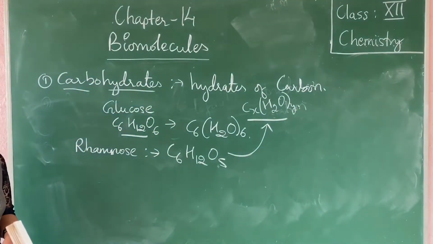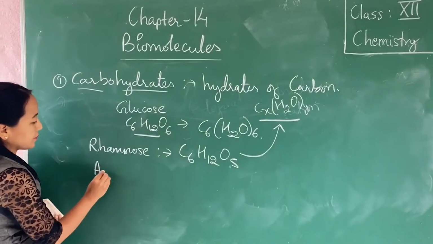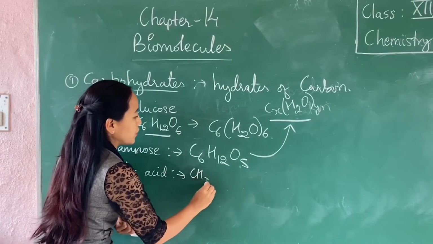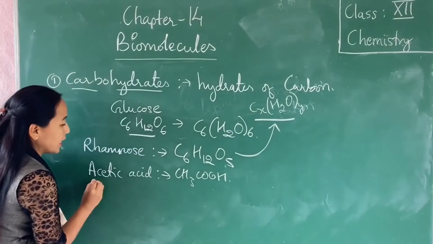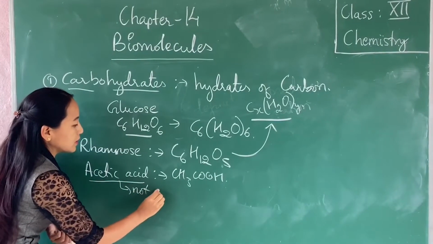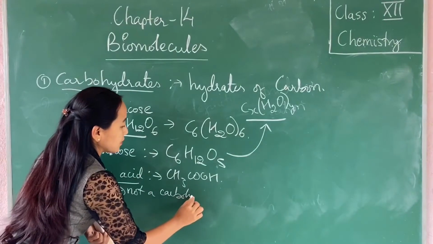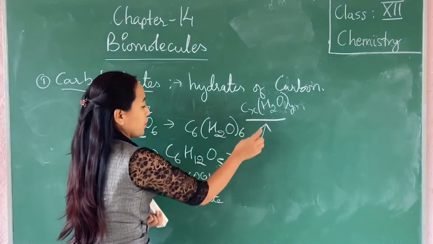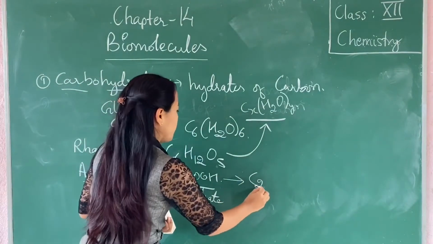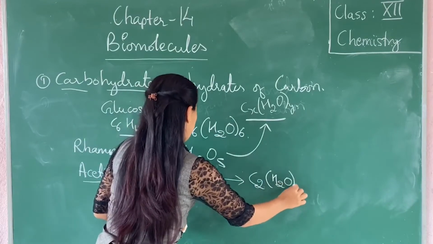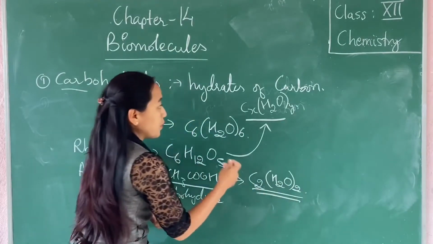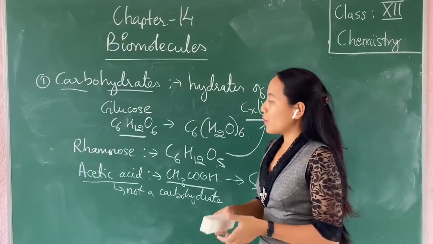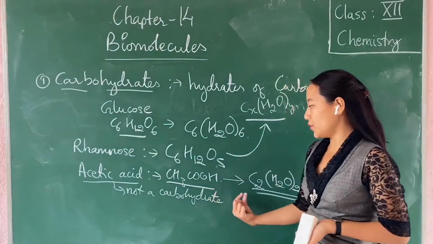And non-carbohydrate compounds like acetic acid, which has the molecular formula of CH3COOH. Acetic acid is not a carbohydrate, but it fits exactly into this formula. So this can be written as C2(H2O)2. Therefore, the problem with this definition is that not all carbohydrates fit into this formula, whereas non-carbohydrate compounds like acetic acid fit into this formula.